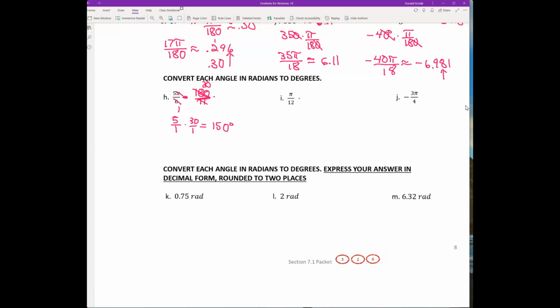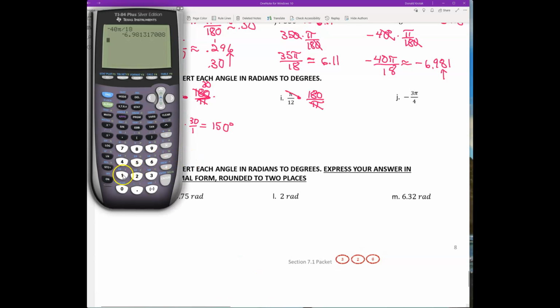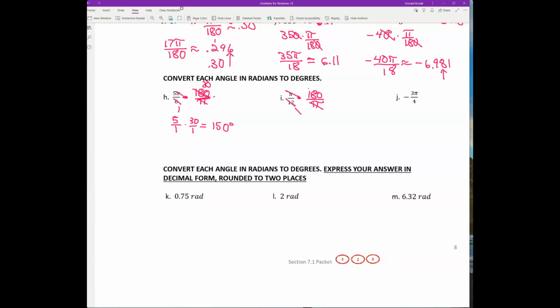Okay, pi over 12 times 180 over pi. Okay, 12 goes into 180 fifteen times. So that's 15 degrees.